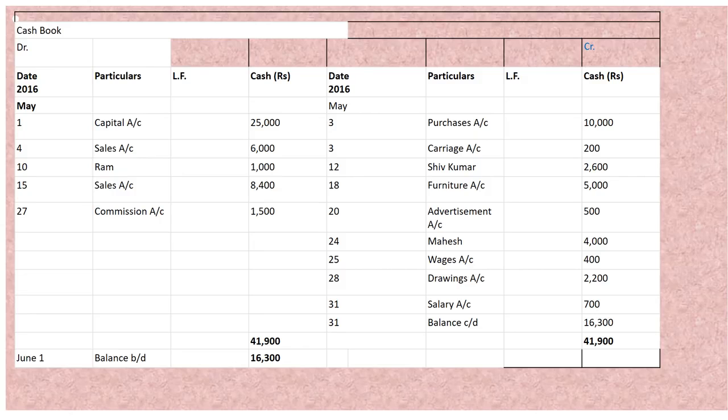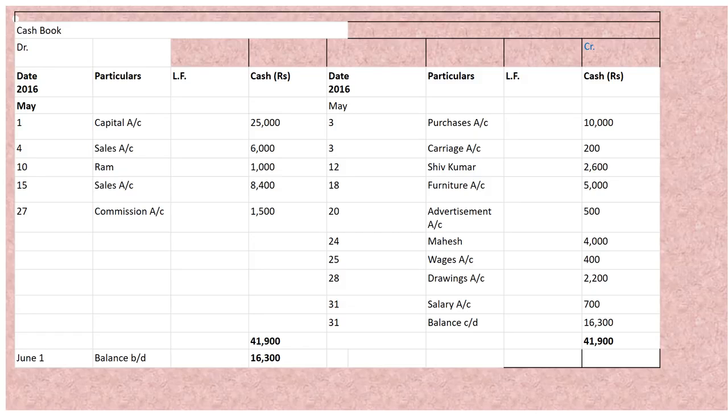Next one is May 3rd, paid carriage, by carriage account with rupees 200, because whenever we pay carriage we have to do the entry with carriage account debited to cash account. So in the credit side of the cash book, by carriage account with rupees 200. On May 4, sold goods for cash with rupees 6,000. So it will be May 4, to sales account with rupees 6,000.